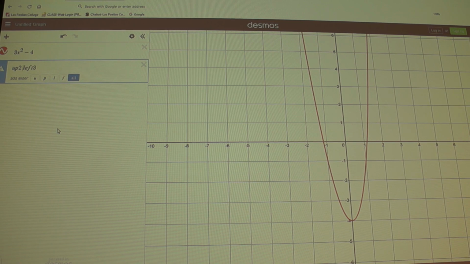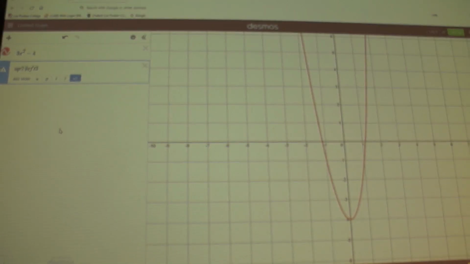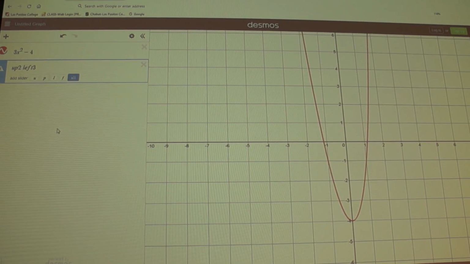Do you guys all have phones? Get out your phone and go to Desmos. Just type in Desmos graphing calculator. They also have an app. You don't have to sign up, just go to the Desmos graphing calculator. I think you should be able to just put it in, and you can try it out.